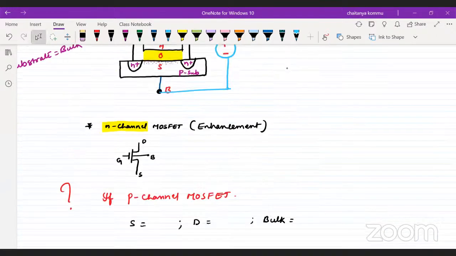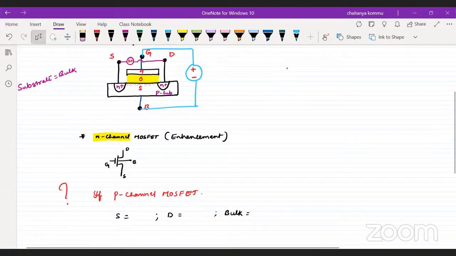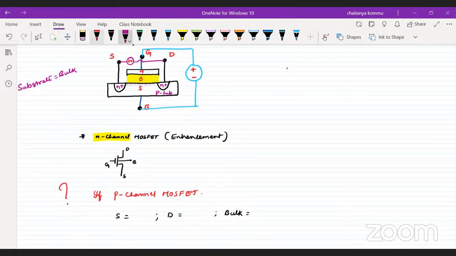Very simple to understand. It will be very easy. What should the bulk be? P carriers are required. I would say that a P channel is required, right? P channel means, can we use the same P substrate?